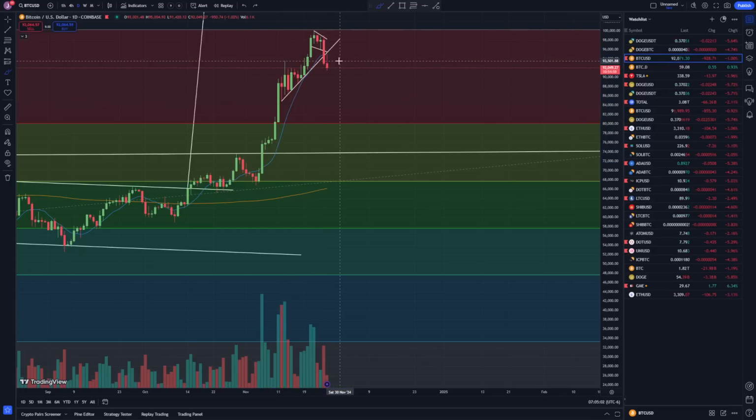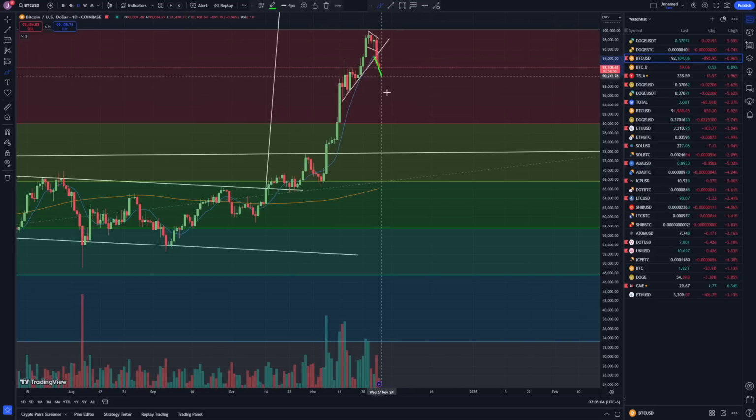At least it seems like we're getting a correction. Maybe we'll come down to the red level. Maybe we'll come down to that previous resistance. But it does look like we're trending down.